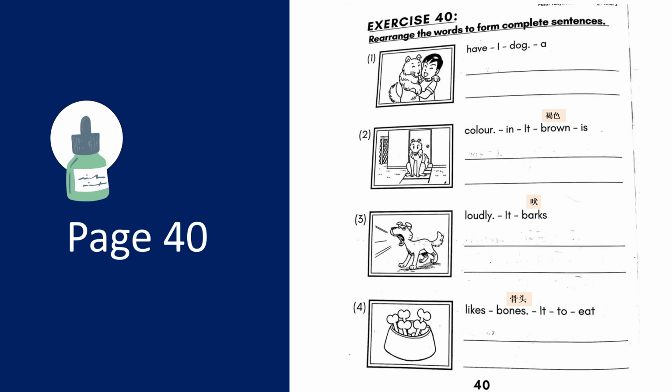Rearrange means 排过，它叫你用这些字来排过，就是像华语的词句重组。Okay, 就排过那些字。So how to rearrange the words? So always follow what I have taught you. Subject, verb. 一定要找它的 subject 写先，然后去找它的 verb. Okay, now let's take a look at number 1. Look at number 1. Have I, dog, a. So what is the subject?